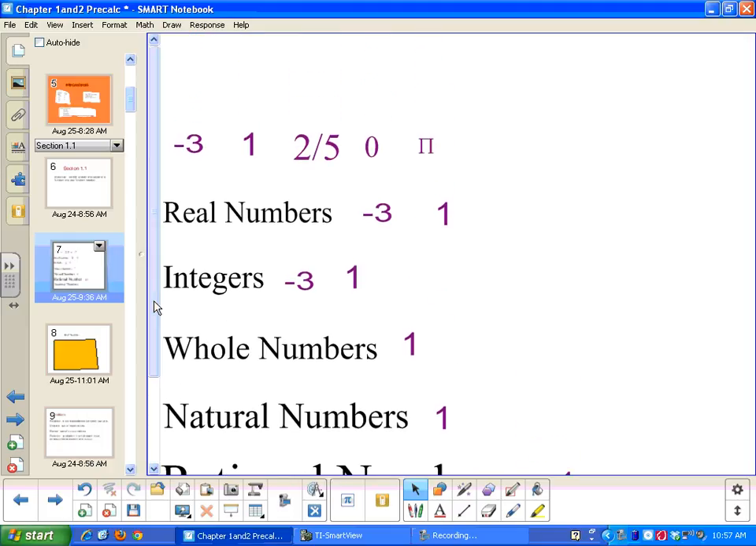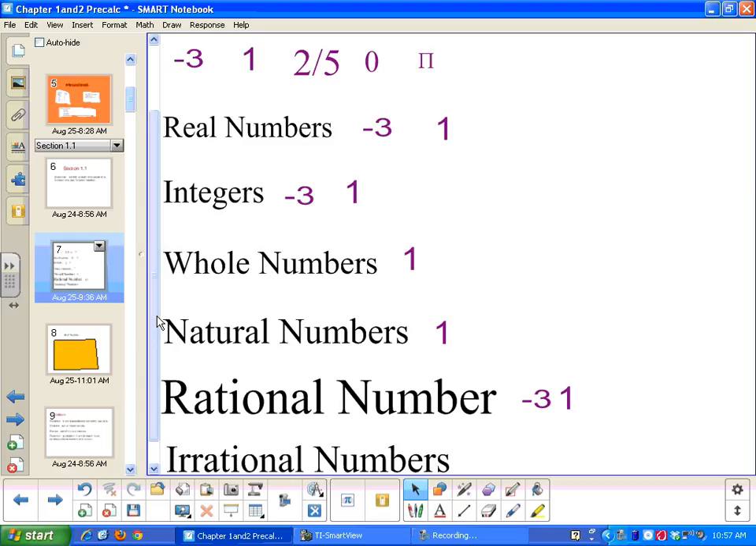Okay, then we have 2/5. If we think about the number 2/5, it is a real number, but it's not going to get classified as several of these, which includes the integers, the whole numbers, and the natural numbers. It is, however, a rational number. It can be written as a fraction, and it is not an irrational number because it's not a non-terminating, non-repeating decimal. The number 0 is a real number.